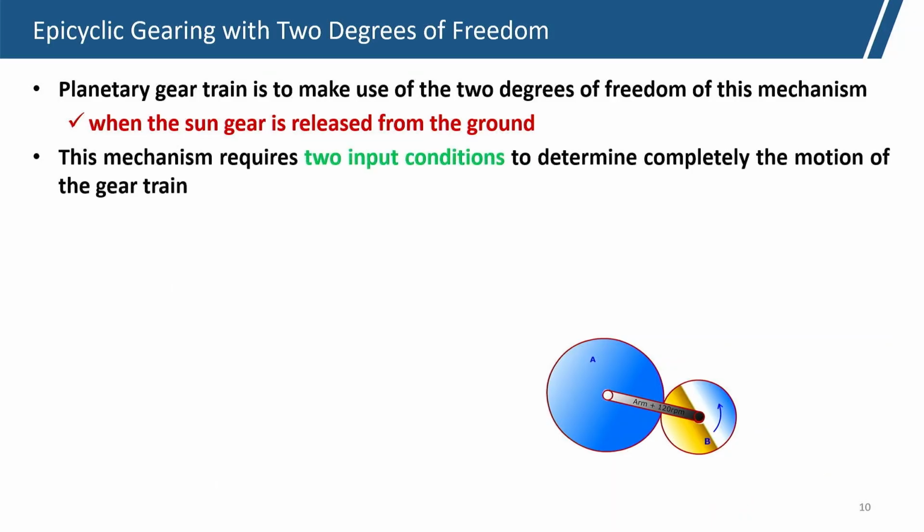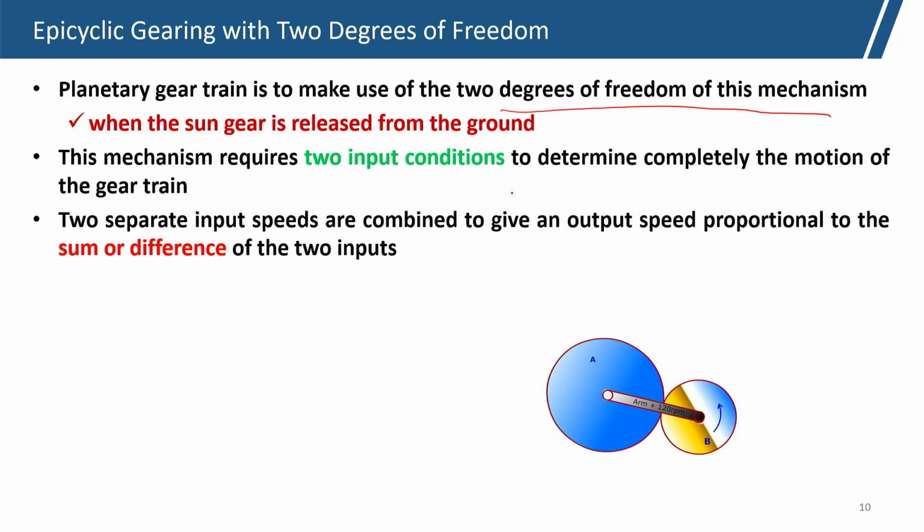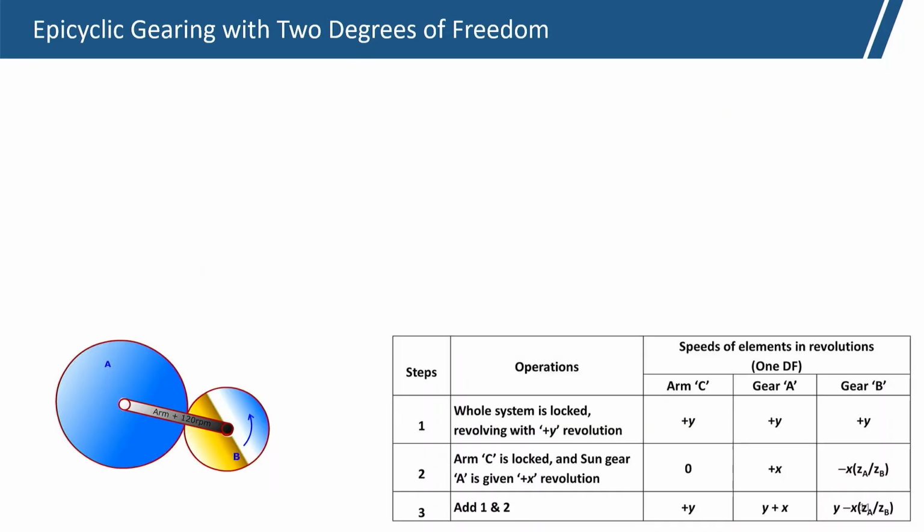Now, planetary gear train makes use of 2 degrees of freedom of the mechanism, while the sun gear is released from the ground. This mechanism is a 2-input system, and to determine the complete motion of the gear, 2 separate inputs are given. They are combined to give an output speed which is proportional to the sum or difference of the 2 inputs. This may be addition or subtraction depending on the direction of motions.